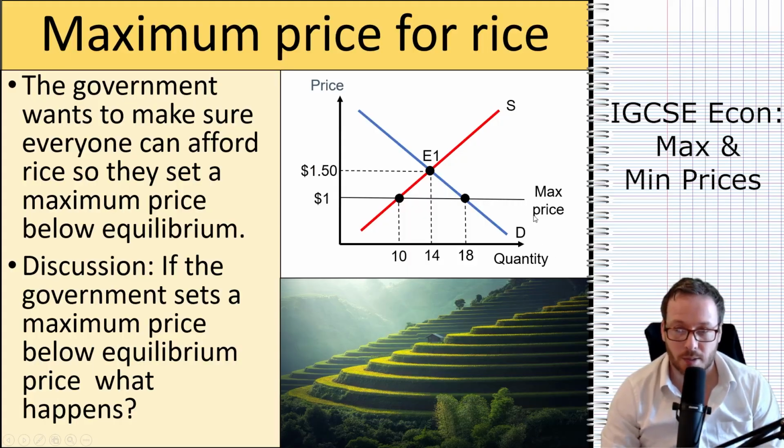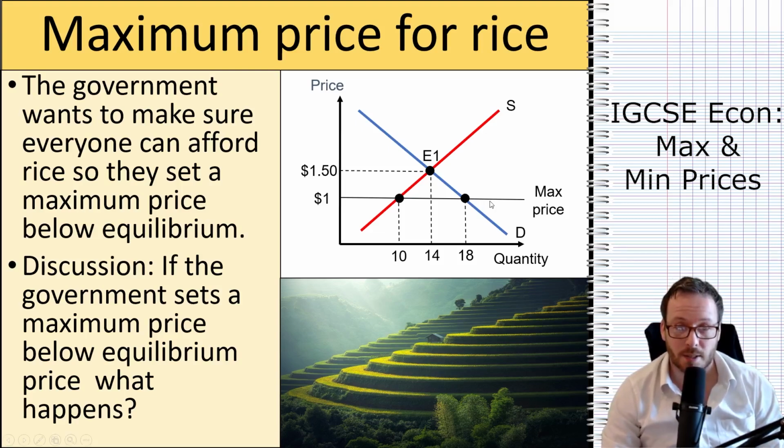So as we can see on this graph here, max price, straight line. The max price is $1, okay? Set below equilibrium. So what we need to do is we need to analyze firstly the demand line, how it's moved along the demand line to here. And we also need to analyze the supply line and how it's moved along the supply line to here. And we need to identify what this disequilibrium state does. How about you pause the video and have a think?